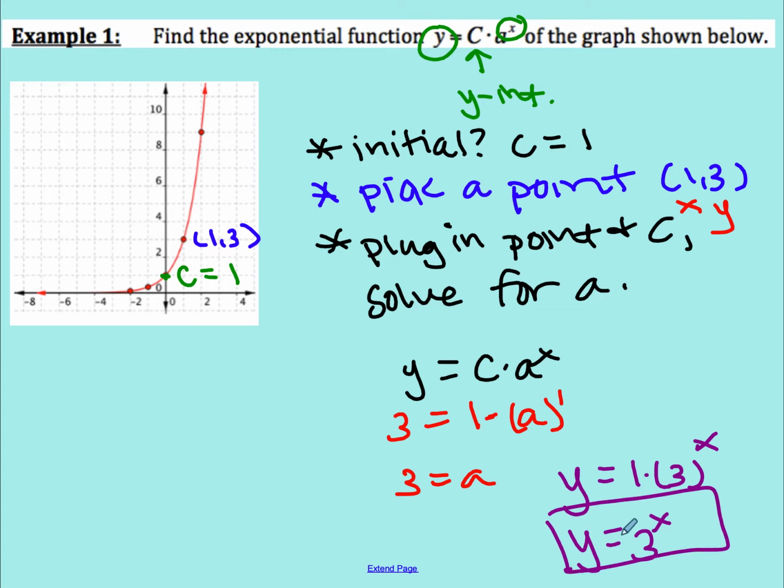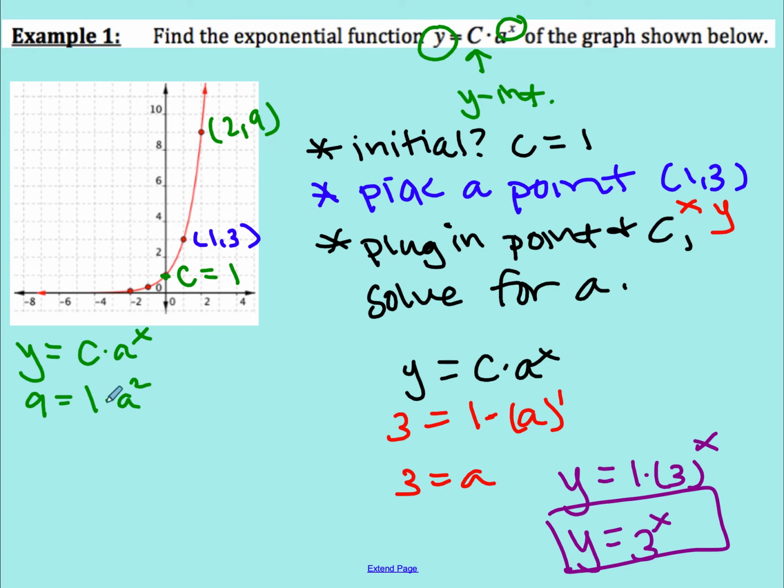What if you didn't pick 1, 3 though? The math would be a little bit more complicated, so I just want to walk through that. So let's say I picked this point, 2, 9. And you maybe didn't have 1, 3 offered. What you would do is you would plug in the information to this equation. So my y value is 9. C times a, I know what c is, don't I? I know c is 1. 1 times a to the second.